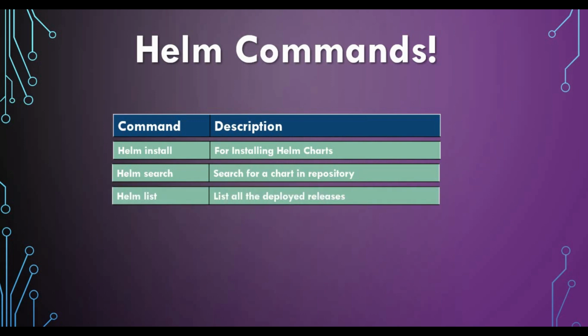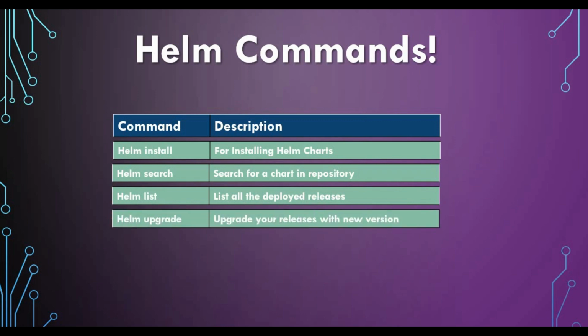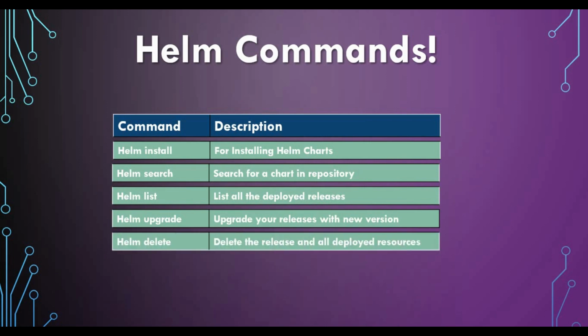You can also list all your deployed releases. So if you run helm list, it will show you all the deployed releases. And helm upgrade, you can upgrade your releases with new versions. And you can also helm delete. So if you want to delete your application once you have installed it, you use helm delete, so that it will delete the release and all deployment resources as part of the chart. We'll also see some other commands like helm create, so that you can create a Helm chart and how you can configure all those things. So we will see that as part of the upcoming tutorial.